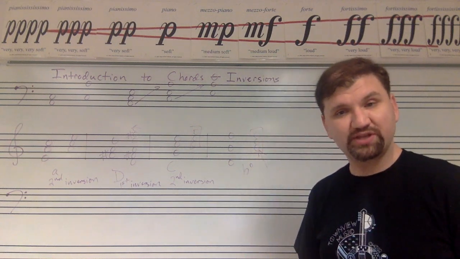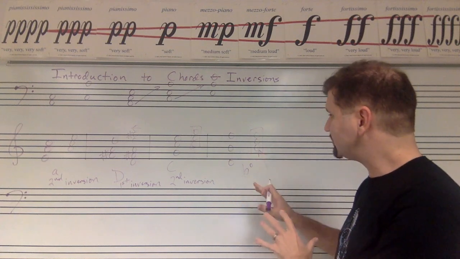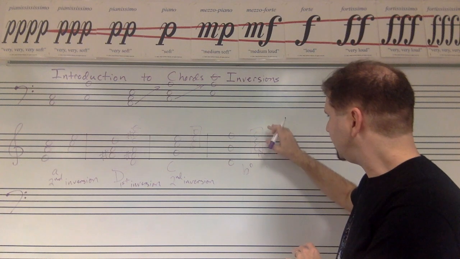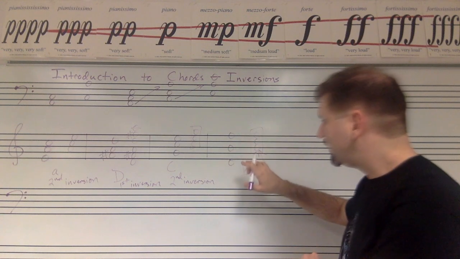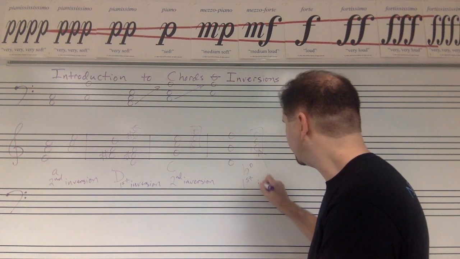Now it's not in root position, so I need to specify what it is. Is it in first inversion or second inversion? It's B, D, F. Which one's on bottom? D is on bottom, so it's B diminished in first inversion.